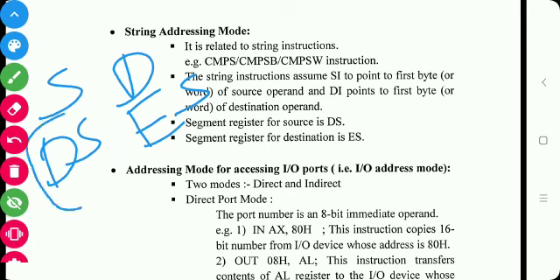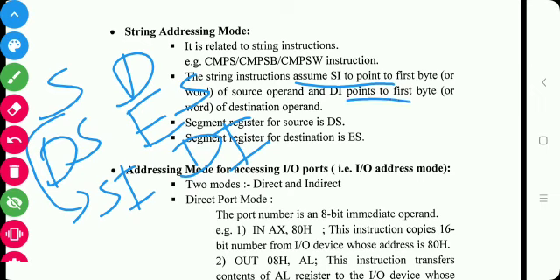The effective address of the source string is always in the source index register, and the effective address of the destination string is always stored in the DI register. So the string instructions assume SI points to the first byte or word of the source operand and DI points to the first byte or word of the destination operand. So string addressing modes are used for strings.